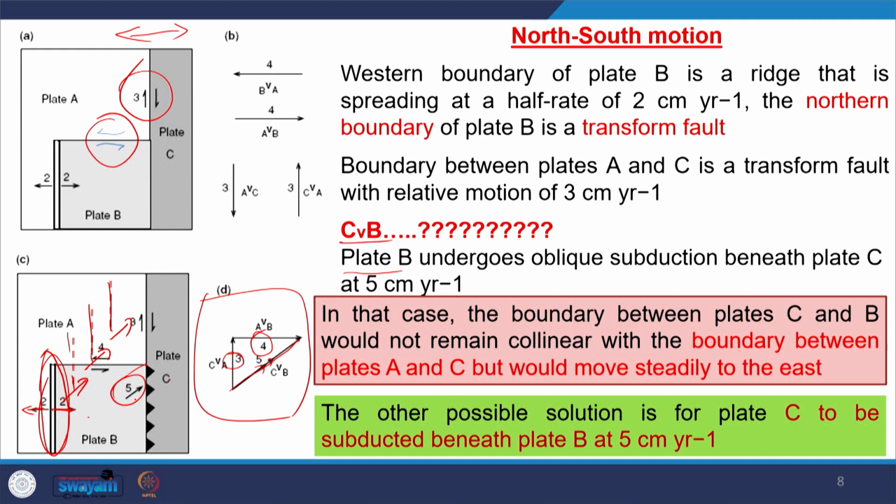In that case, the boundary between C and B would not remain collinear with the boundary between plate A and C, that would move steadily to the east. And the other possible solution is for C to be subducted beneath the plate A at 5 centimeter per year. So, here it is consuming at 5 centimeter per year, and once it is consumed here, this boundary will move, it will not remain as it is. So, that is why the plate boundary configuration is changing when the rate of plate motion is changing and the relative velocity is also changing.